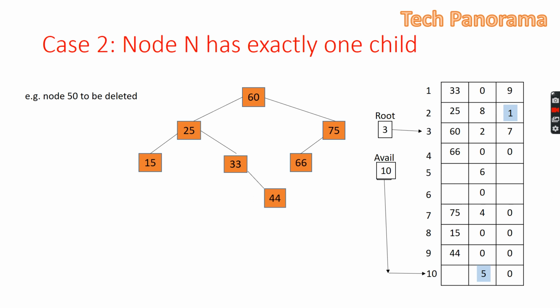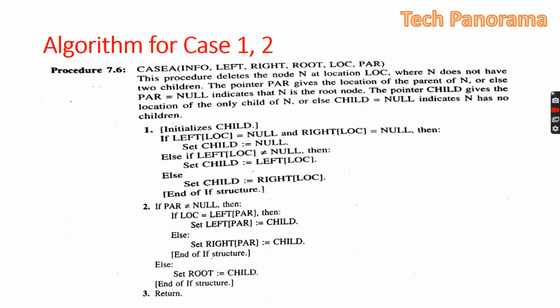Now there is an algorithm, because case 1 and case 2 are easy to implement compared to case 3. So there is a different algorithm for case 1 and case 2 that is merged together, and case 3 works separately. So first is an algorithm for case 1 and case 2. So case A is the procedure that is called for the deletion operation. Case A will tell us whether there is a single child or no child.